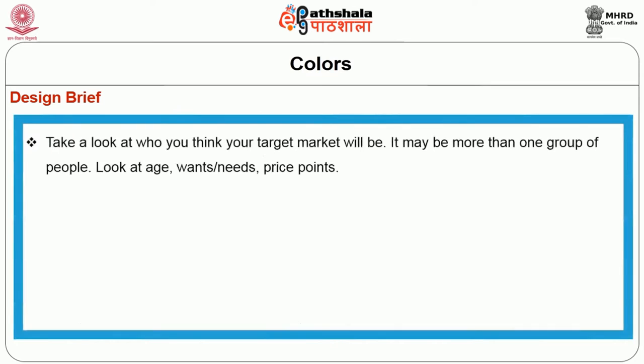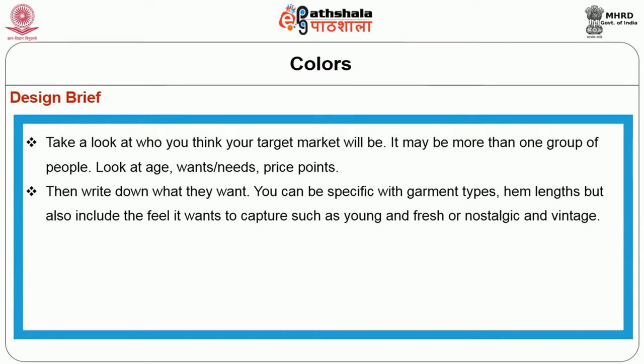Take a look at who you think your target market will be. It may be more than one group of people. Look at age, wants or needs, price points, etc. Then write down what they want. You can be specific with garment types, hem lengths, but also include the feel it wants to capture, such as young, fresh, nostalgic, and vintage.